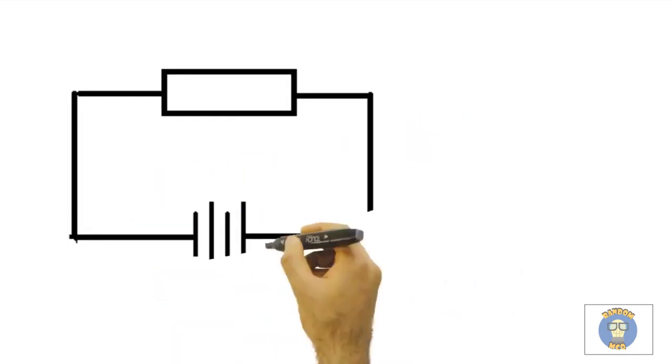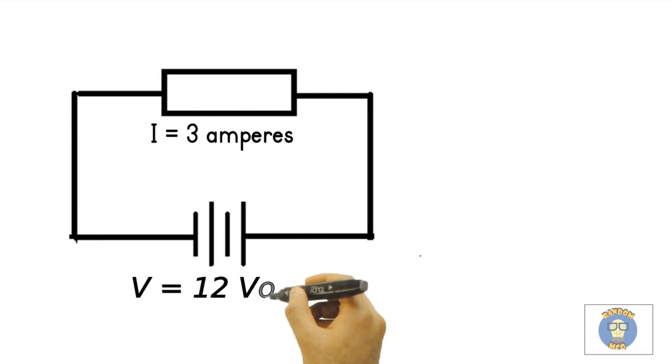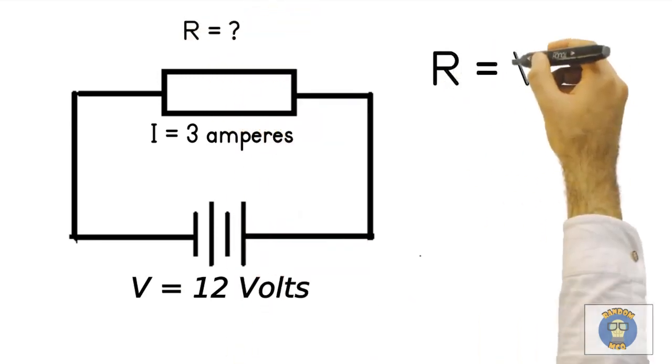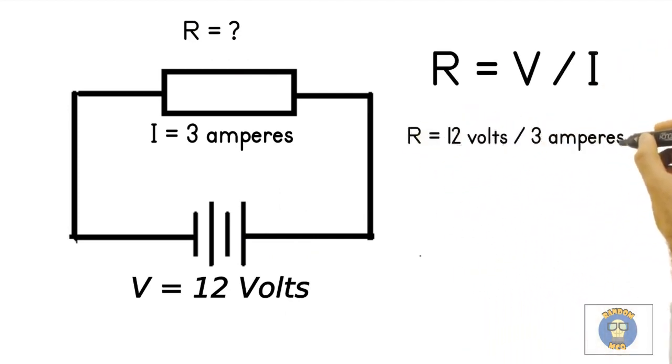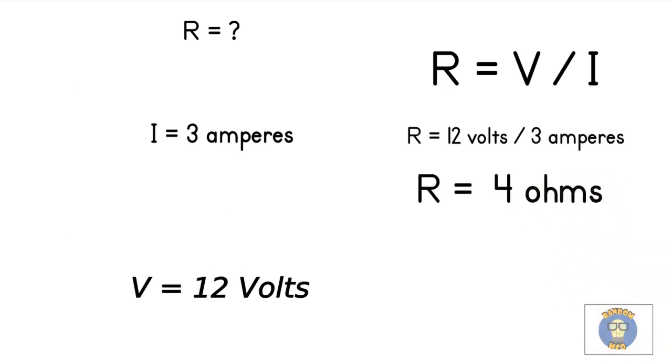Consider the circuit in the figure, with current I equal to 3 amperes, and a voltage V of 12 volts. Calculate the resistance R. Using Ohm's law, to calculate the resistance, R is equal to 12 volts, divided by 3 amperes, which is equal to 4 ohms.